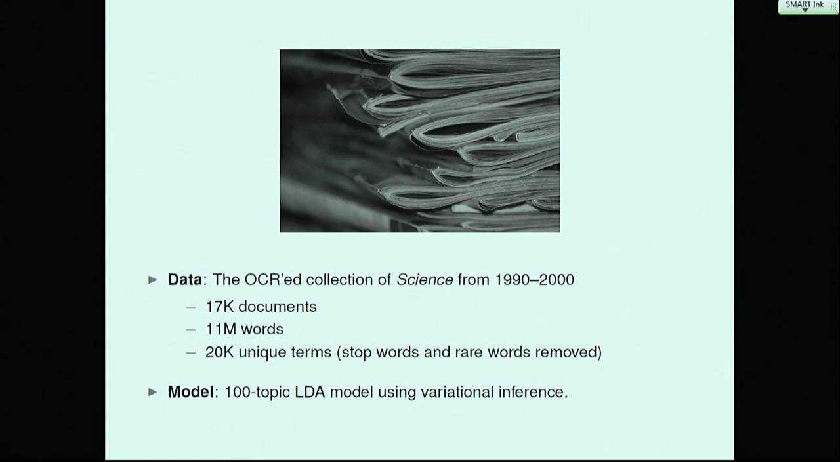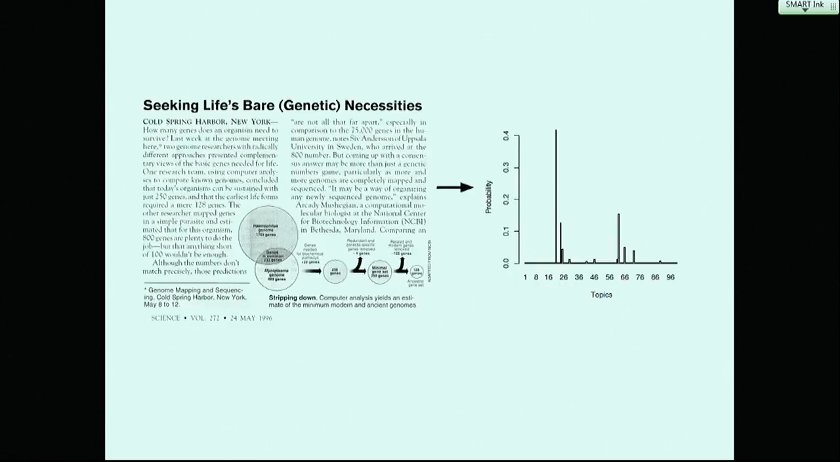Okay, so what would that posterior look like? Here, we took the OCR collection of Science Magazine for 10 years. It's a small corpus by today's standards, 17,000 documents. And we fit a 100-topic LDA model using variational inference, which is one of the methods for doing this. So here's that original article, Seeking Life's Bare Genetic Necessities. And now this is the posterior expectation of theta, the topic proportions.